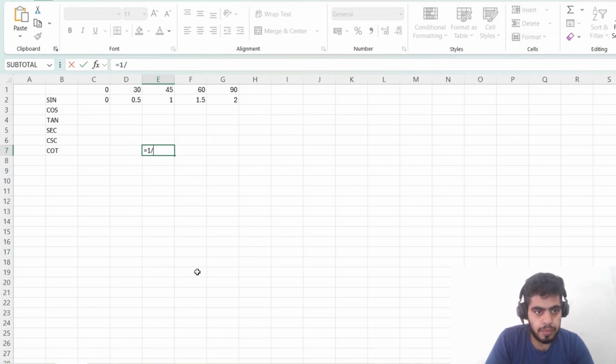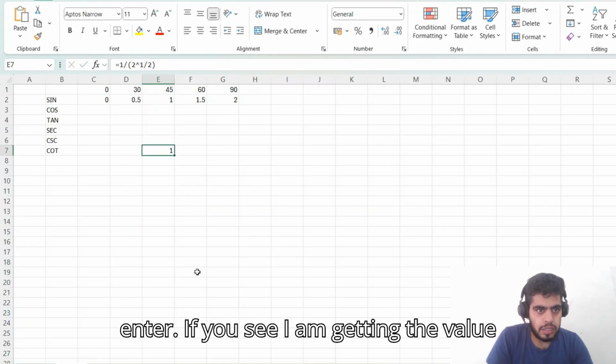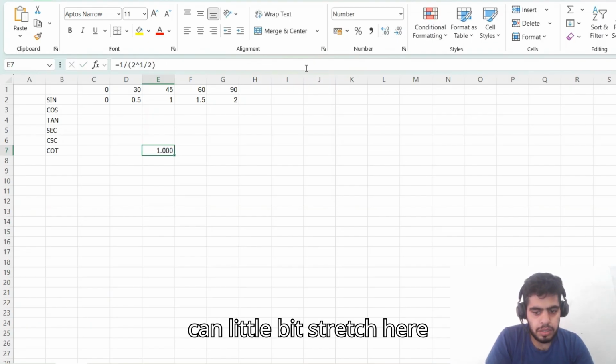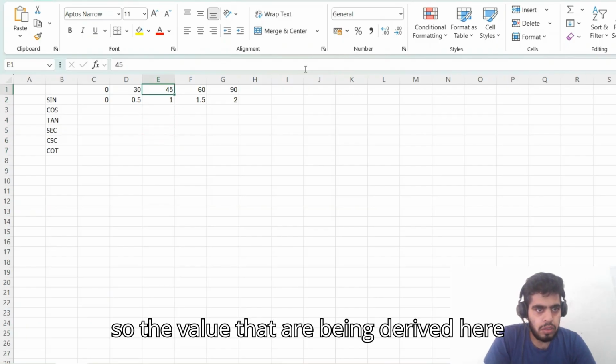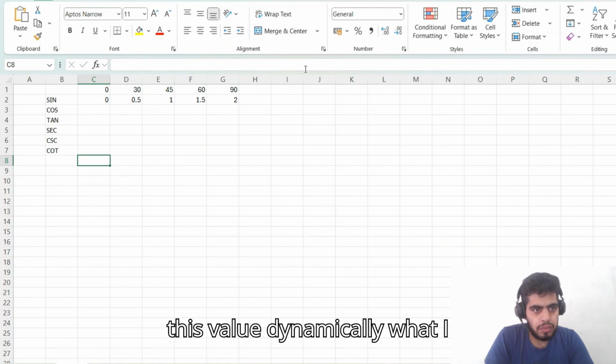Divide by 2, or maybe I can write it like this: 1 divided by 2, bracket close and enter. If you see, I'm getting the correct value here. Maybe I can stretch it a little bit. So the values being derived here are correct.